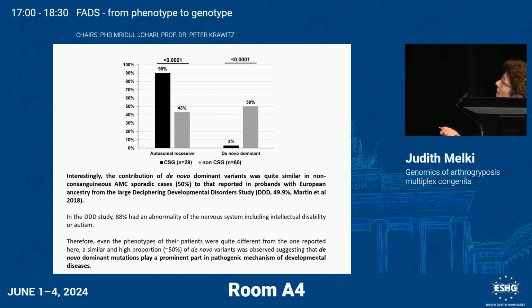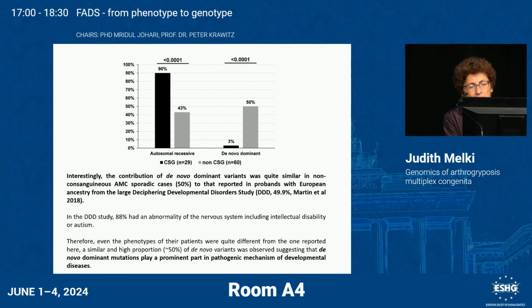And in contrast, for de novo dominant mutation, what we observed is that it's in non-consanguineous sporadic families. We observed 50% of de novo mutations. And this percentage is quite similar to that reported in European ancestry from the large Deciphering Developmental Disorders study reported by Martin et al.